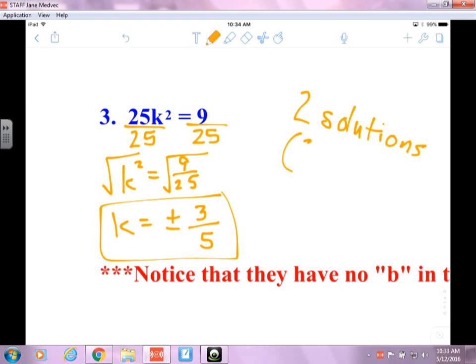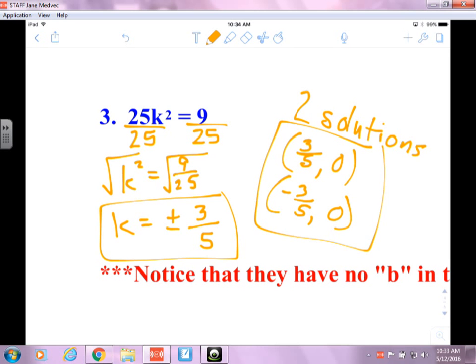And it's 3/5, 0, and negative 3/5, 0. Okay? Notice that the y is always 0. Some students were like, well, why did you put 3/5 as x? Why didn't you put that as y? Because remember, for it to cross the x-axis, the y has to be 0.